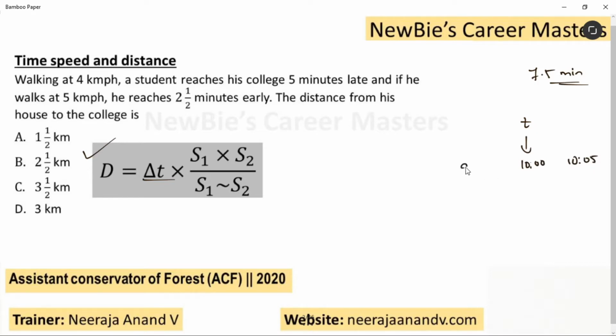2.5 minutes early means 9 o'clock, 57 minutes, 0.5. We can take this half minute as 30 seconds. Okay, let it be. Now check how we can come back to 10 o'clock. Very simple. We have to add 2.5 minutes to this.